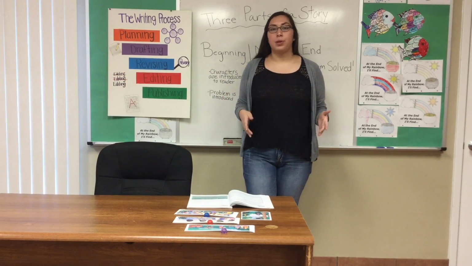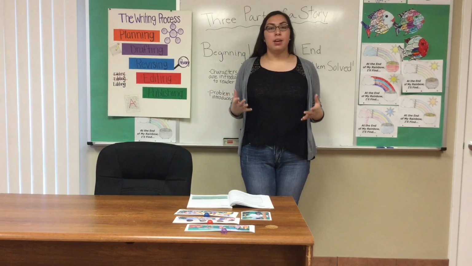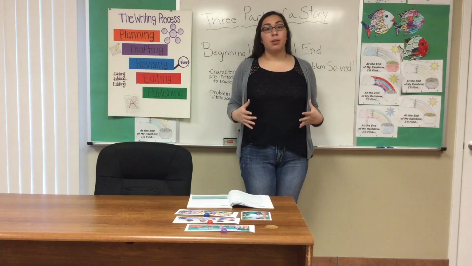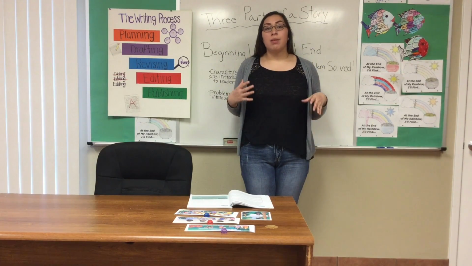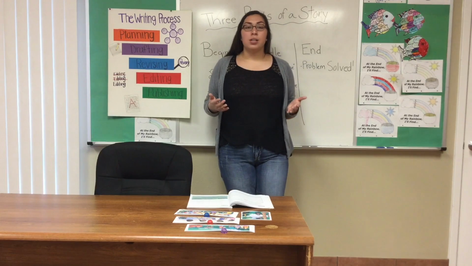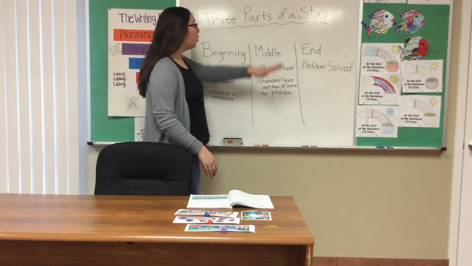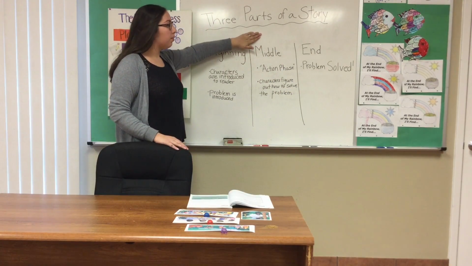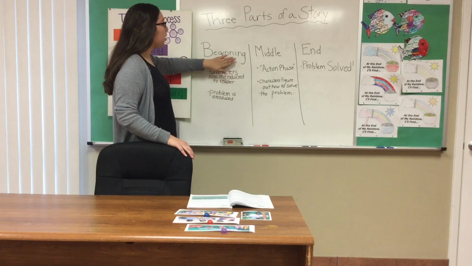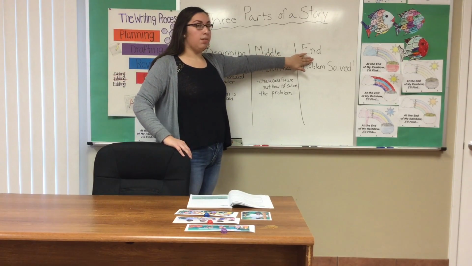For the past few weeks, we've been covering the writing process. The writing process helps us to create a piece that is well thought out, well planned, and free of grammatical errors. Now that we've covered the writing process, it is important that we learn to create our own stories. But before we can create our own stories, we have to know the three main parts of a story. The three main parts of a story include a beginning, a middle, and an end.